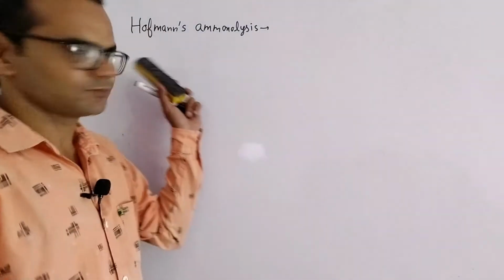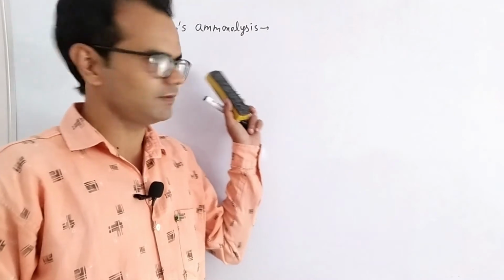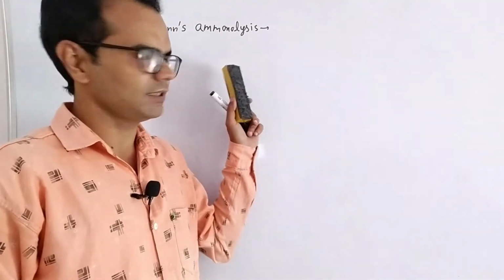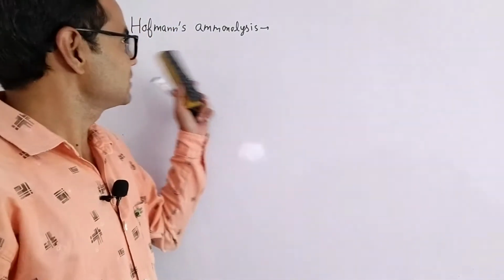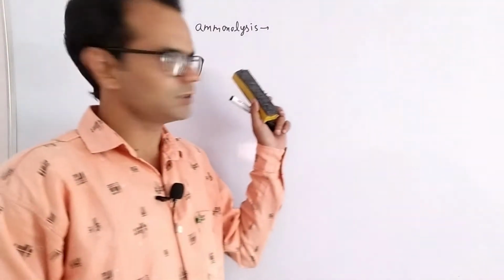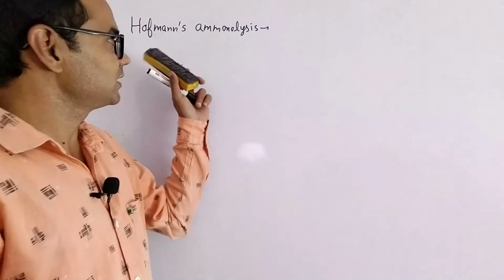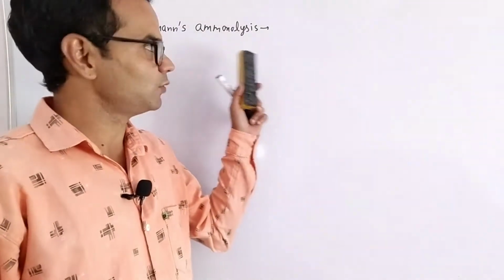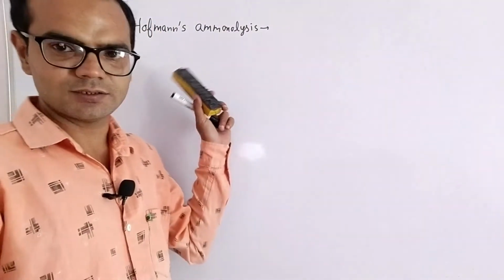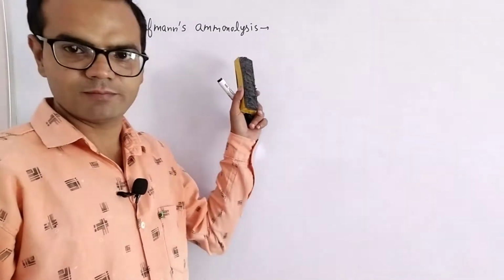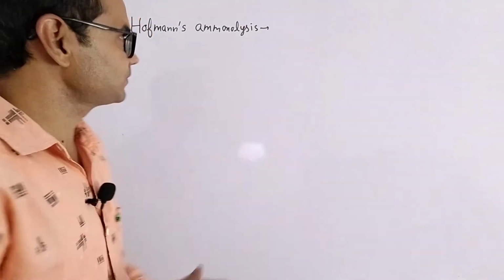Today we will discuss Hoffmann Ammonolysis. In previous two lectures we have prepared primary, secondary and tertiary amine. Now this is a special type of reaction in which a mixture of amines is formed. So as the name indicates, Hoffmann Ammonolysis, involvement of ammonia is there. So this is the reaction of alkyl halide with the basic solution of ammonia.